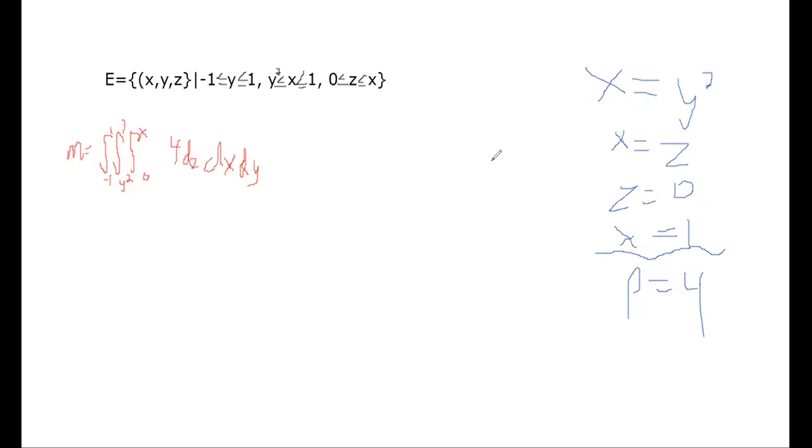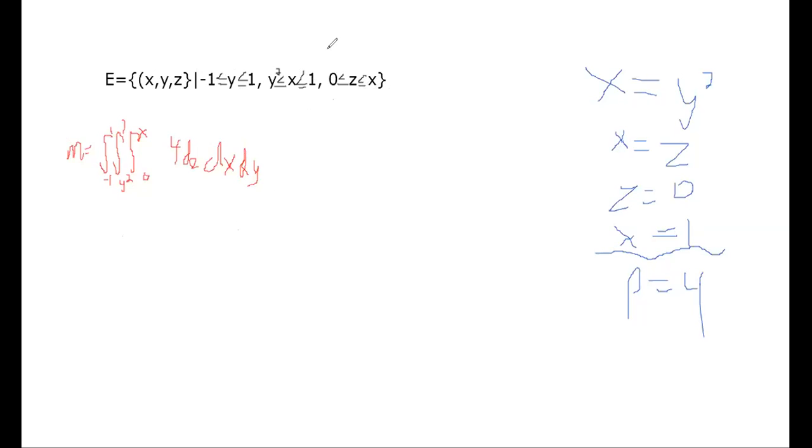So again, it's best to say that z is going from 0 to x, and then x is going from y squared to 1, and then y goes from -1 to 1, because that's what's going to create this parabola. There are certainly other ways you could arrange it too, but this is by far the best. So now we just integrate in the normal way.